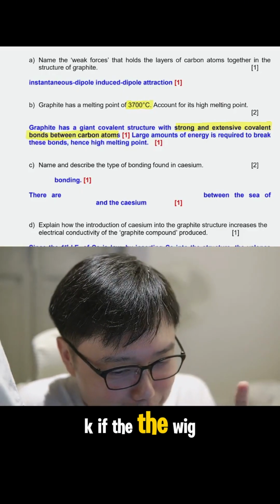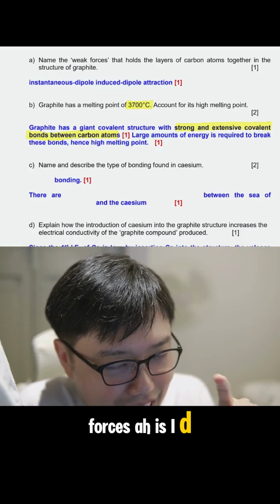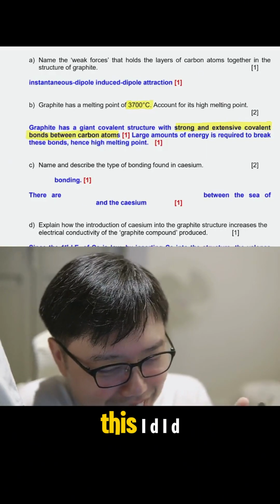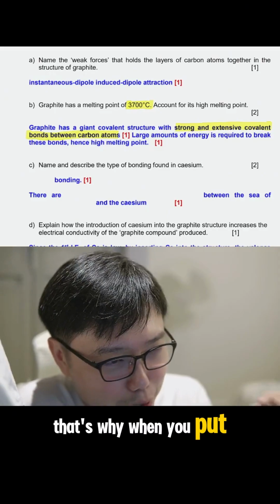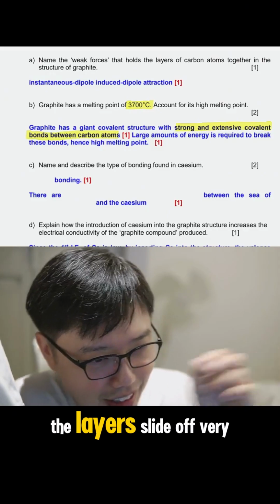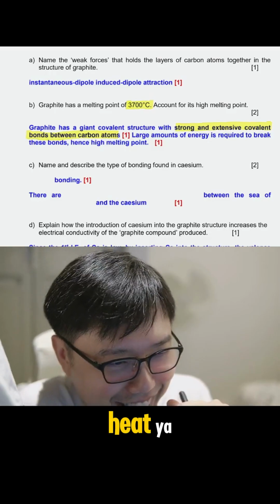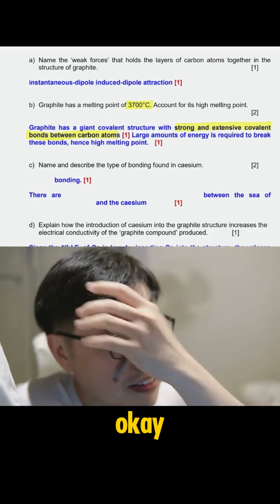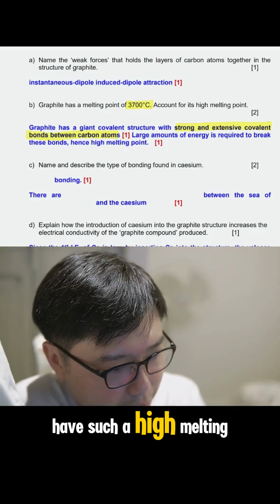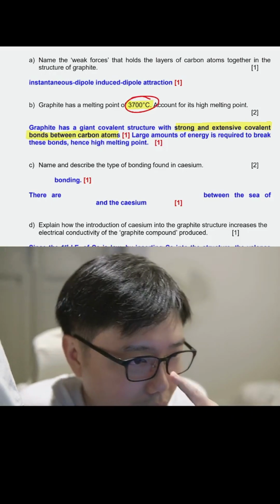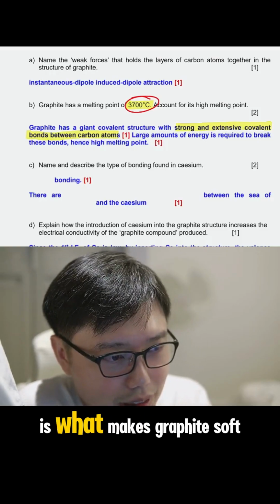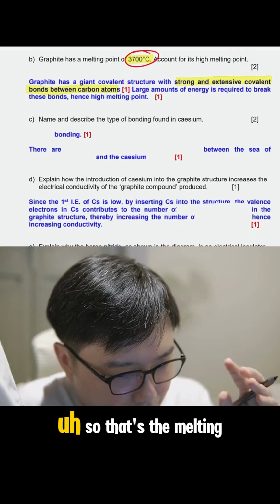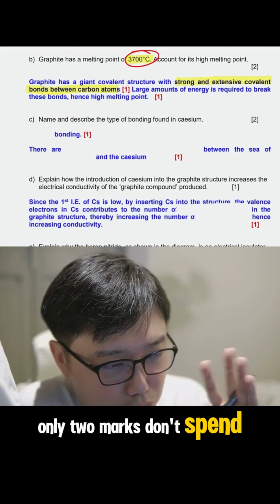Okay, if the weak forces is ID, right, then you don't even need to boil it. It's like this ID is very easily broken. That's why when you put the graphite in the pencil, right, the layers slide off very easily. You don't even need heat, because the bonding is so weak that you don't need any heat. Okay, so the fact that you have such a high melting point, yeah, correct. This is what makes graphite soft and slippery. Okay, anyway, so that's the melting point. Only 2 marks, don't spend too much time on it.